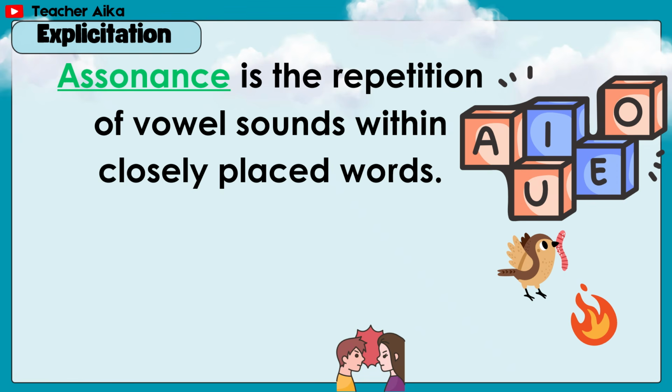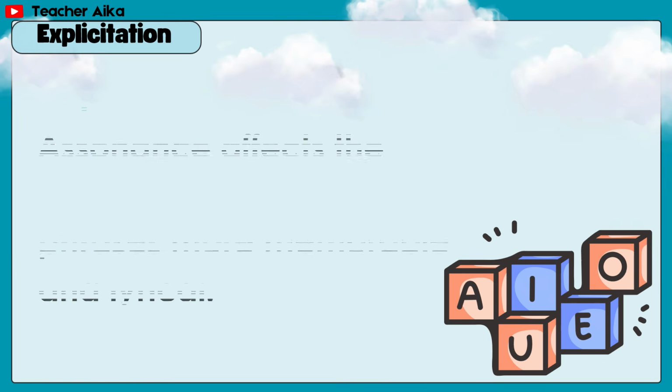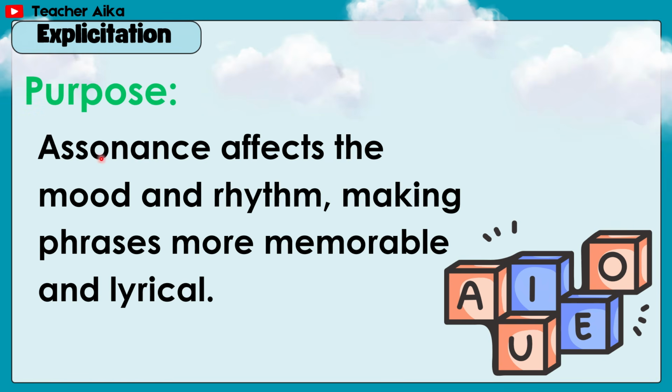Assonance. Assonance is the repetition of vowel sounds within closely placed words. Examples. First, the early bird catches the worm. Second, the light of the fire is a sight to admire. Third, I might like to fight. Purpose. Assonance affects the mood and rhythm, making phrases more memorable and lyrical.